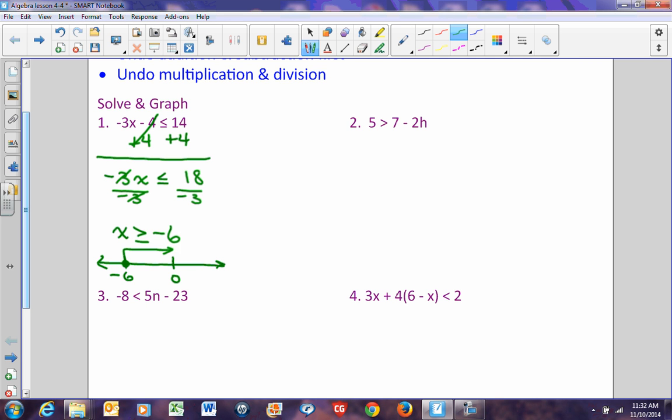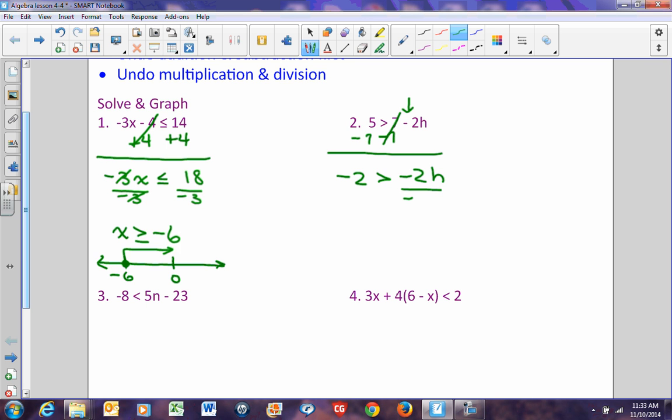Number 2 says 5 is greater than 7 minus 2h. If I look at this, I have a negative 2h, but the 7 is positive, so what I need to do is get rid of that positive 7 by subtracting 7. Don't think that you need to add 7 because of this negative sign. This negative sign goes with the 2h. If I subtract 7 from one side, I need to subtract 7 from the other side. These two cancel out. 5 minus 7 is negative 2, is greater than negative 2h.